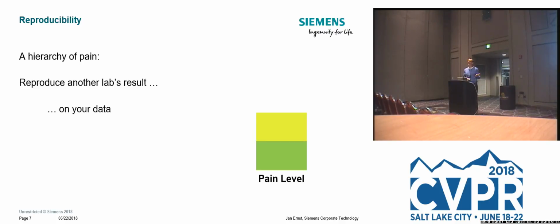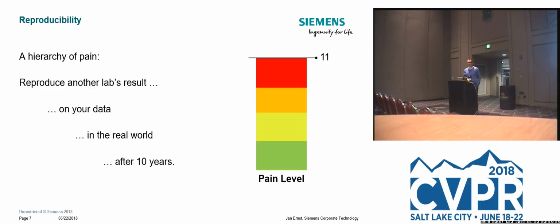Then you do it on your data, that increases the pain. You're really starting to suffer there. And then you want to do it in the real world. This is where we really crank up the pain level. And then certainly you have to think in the long run, because we can't do one-shot things, but we have to look at the long term to really bring innovation into the real world. So that's cranking up the pain level to 11.